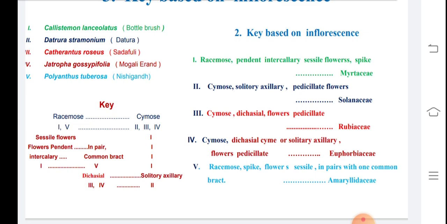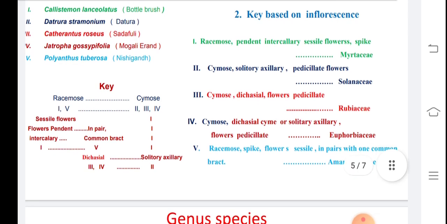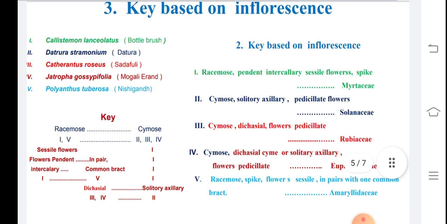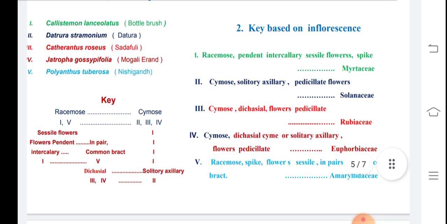Catharanthus roseus, it is the family Apocynaceae, not Rubiaceae. Jatropha gossypifolia, Mogli erand, number 4, is from Euphorbiaceae. Cymose, dichasial cyme or solitary, and flowers pedicellate. So cymose and racemose are the conditions, and the fifth one, Polianthes tuberosa: it is racemose spike, that is, flowers sessile and in pairs with one common bract.